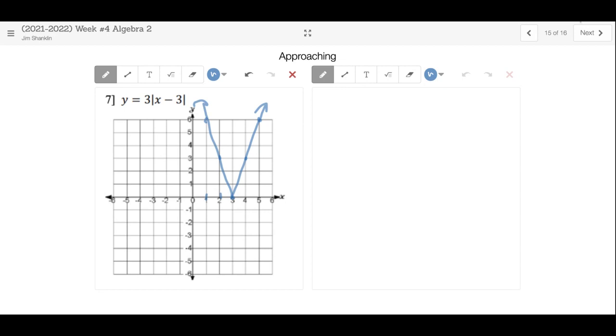All right, that is it for this week. As I said, I think it's a fairly easy week. It's just, can you solve an absolute value function? Can you graph an absolute value function? That's it.